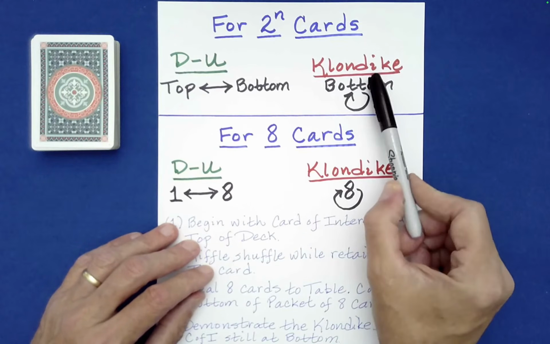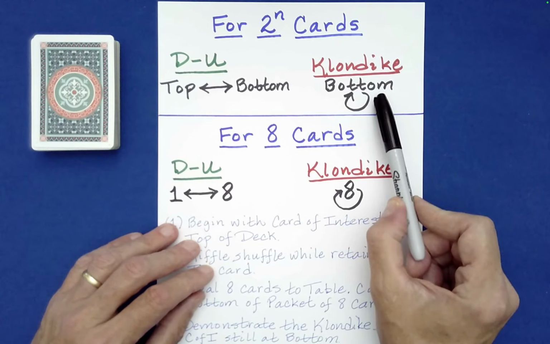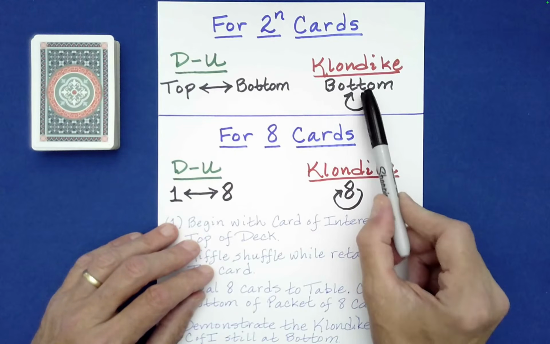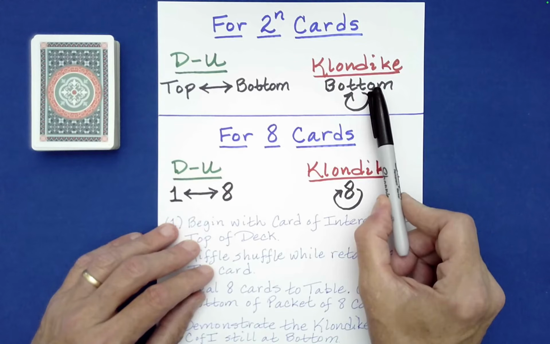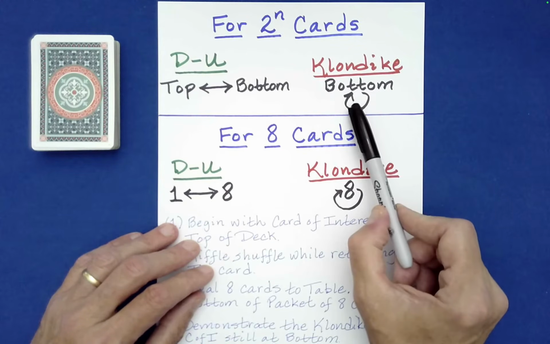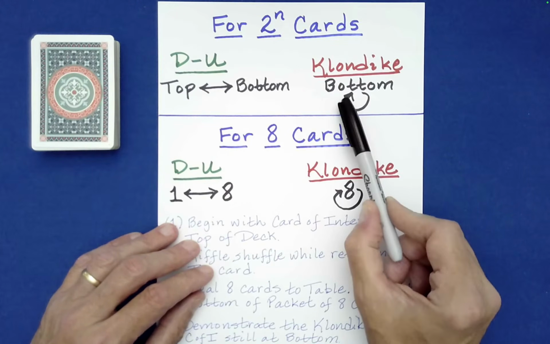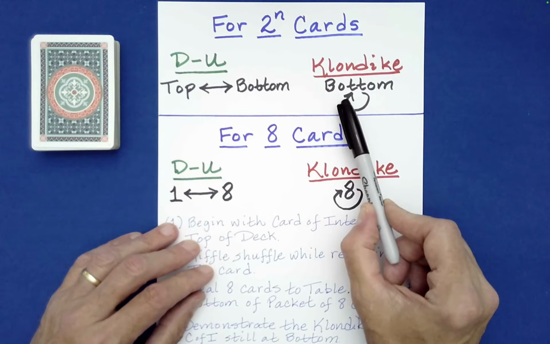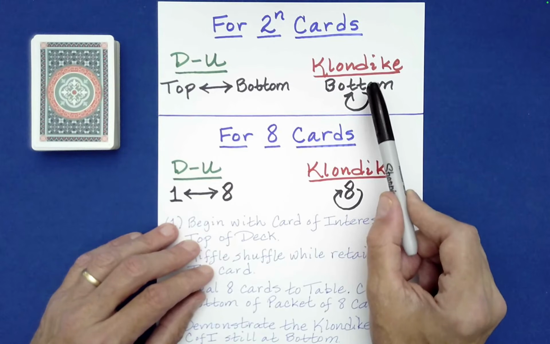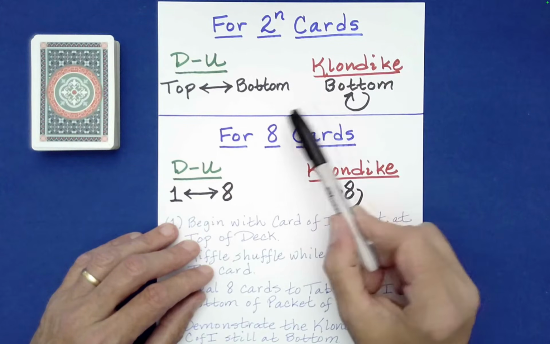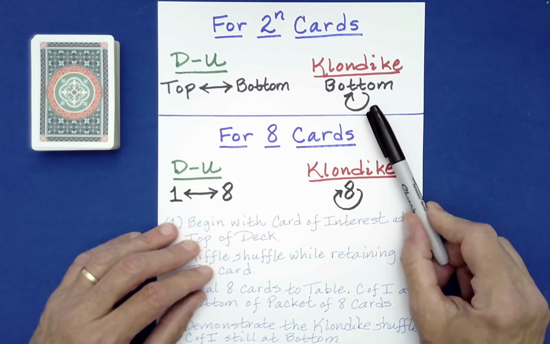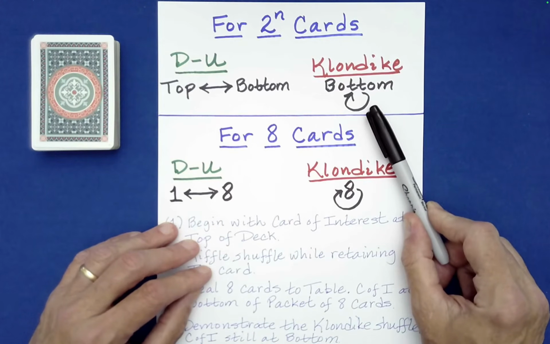For the Klondike shuffle, the bottom card is a fixed point. It just stays at the bottom forever. Now, that's even true if you do a, quote, lazy Klondike shuffle, because whether you Klondike a pair to the table or not, the card of interest is at the bottom. So if you even set one pair on the table, it really doesn't matter what you do with the rest of the cards. You can Klondike them or just drop them on top. The card of interest is at the bottom, which is where we need it to be.